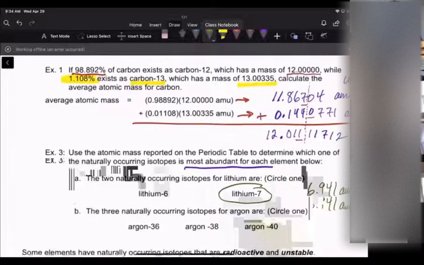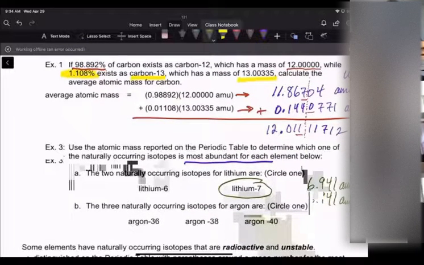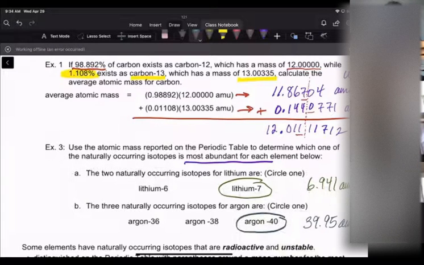Let's do one for argon. Argon's average mass is 39.95. Which one is the most predominant isotope? Yeah, it's going to be closest to 40. Notice it's not always the heaviest one. With carbon, it was not the heaviest one. But in these examples, it just happened to be.